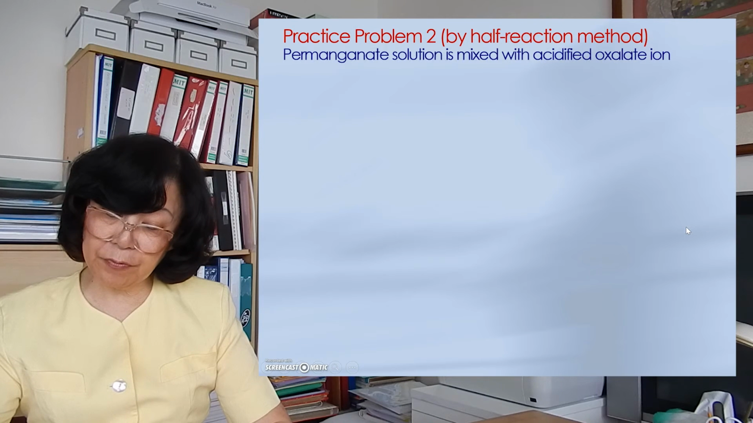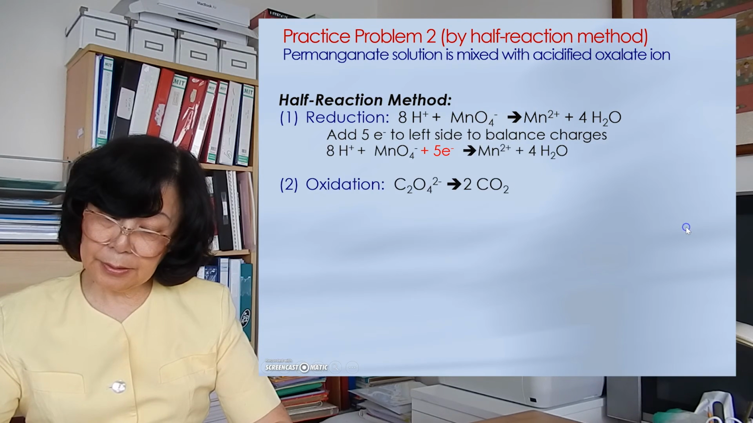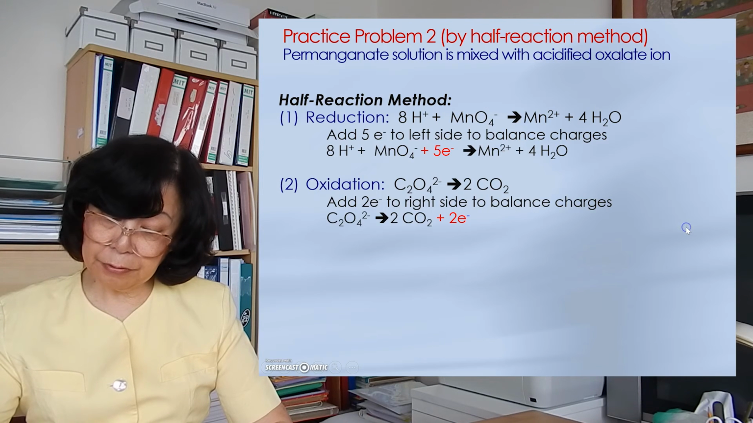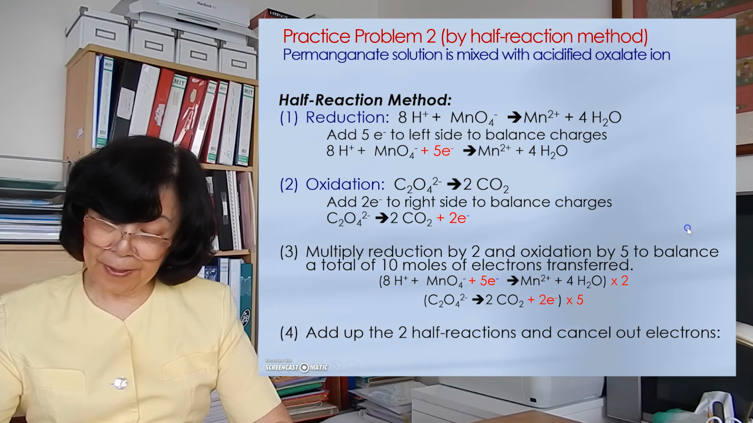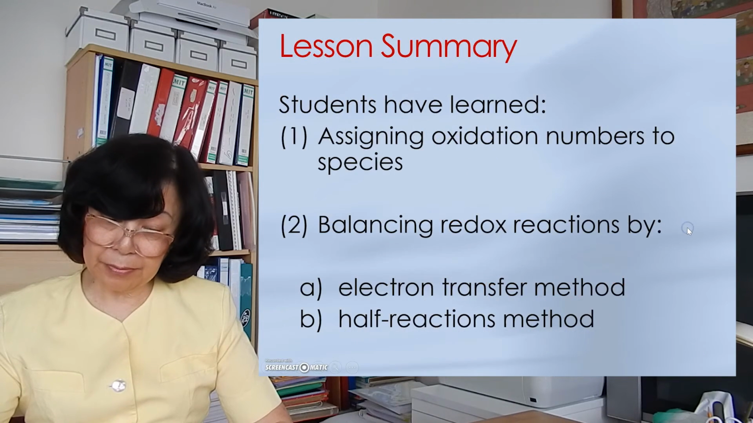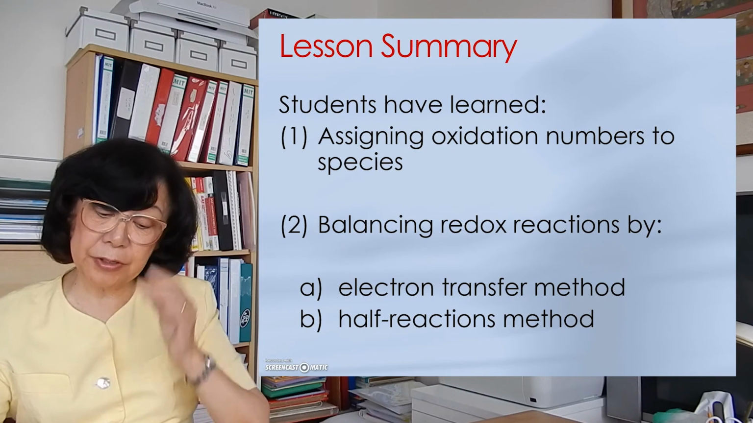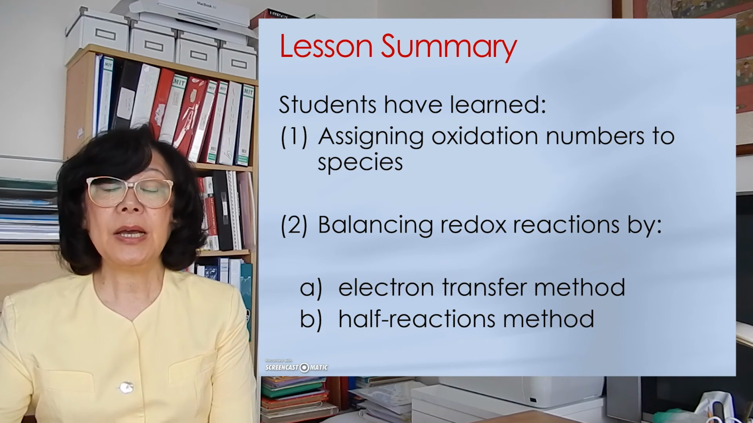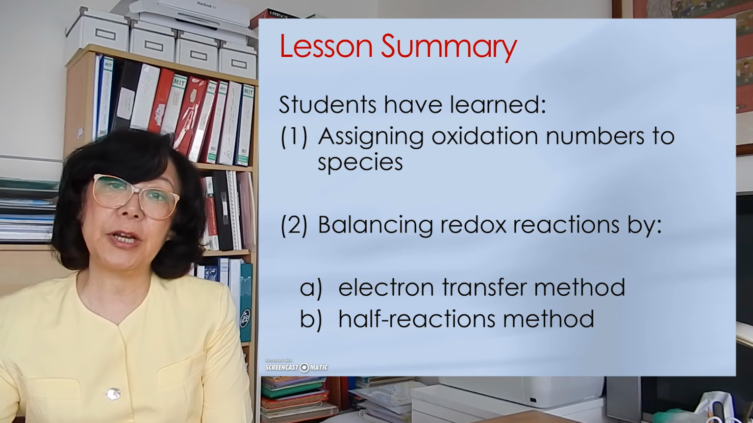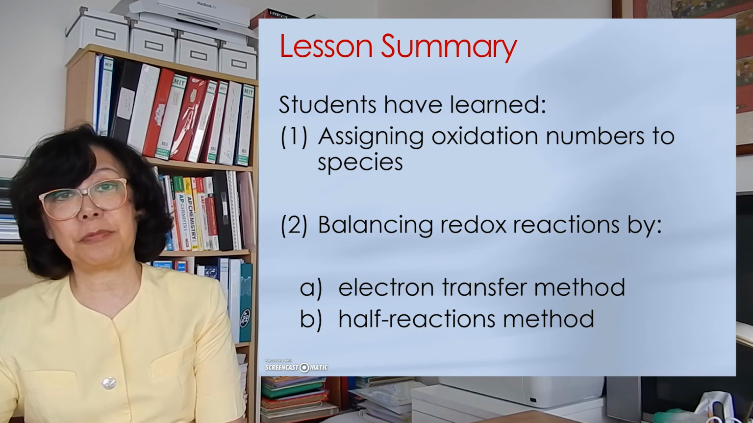So here's a recap of my earlier work to help you think about what you just learned from my previous slide. So here is the lesson summary, summarizing what we have learned today. We learned how to assign oxidation numbers to species, and we learned how to balance redox reaction by electron transfer method and by half reaction method.